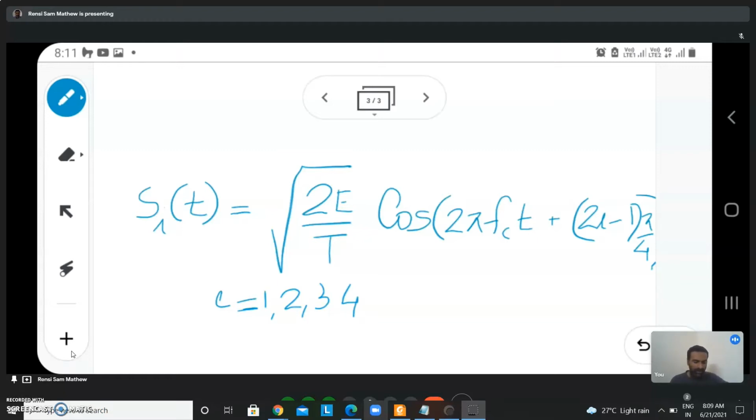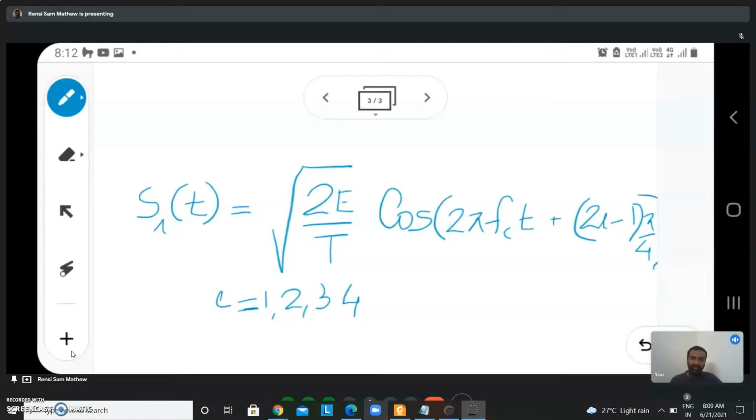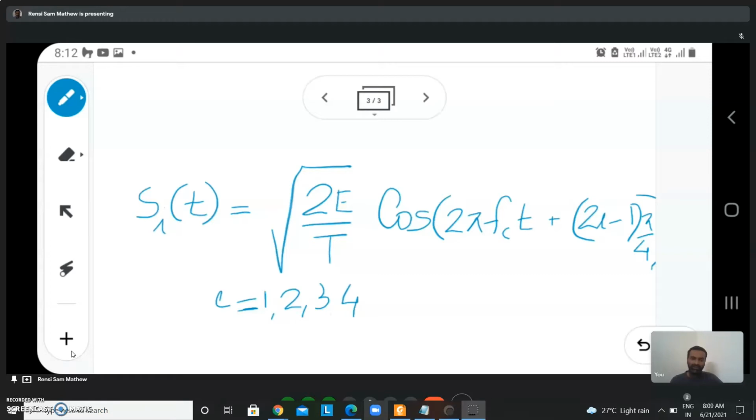When you substitute 1, it is 2 into 1 minus 1, so it is pi by 4. When it is 2, 2 into 2 minus 1 is 3 pi by 4. When it is 3, 6 minus 1 is 5 pi by 4. And when it is 4, 8 minus 1 is 7 pi by 4. So we modulate using cos 2 pi fct plus pi by 4, or plus 3 pi by 4, or plus 5 pi by 4, or plus 7 pi by 4.